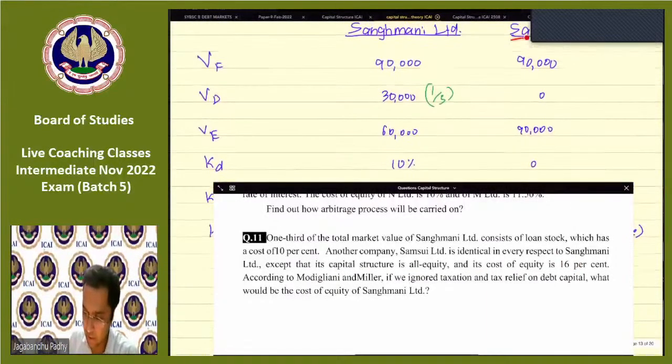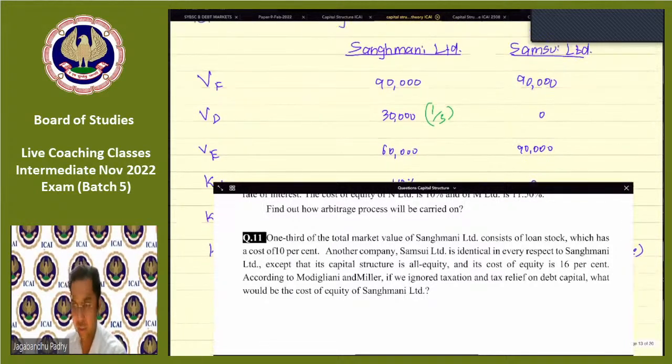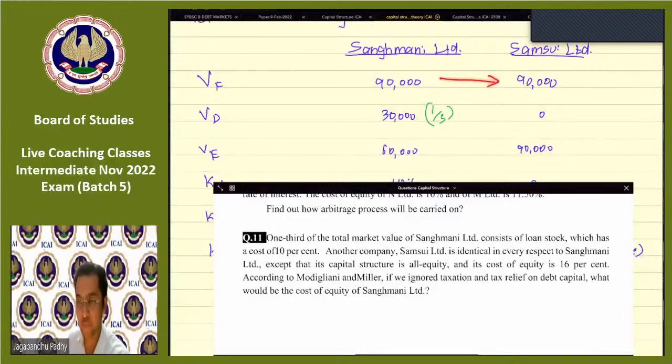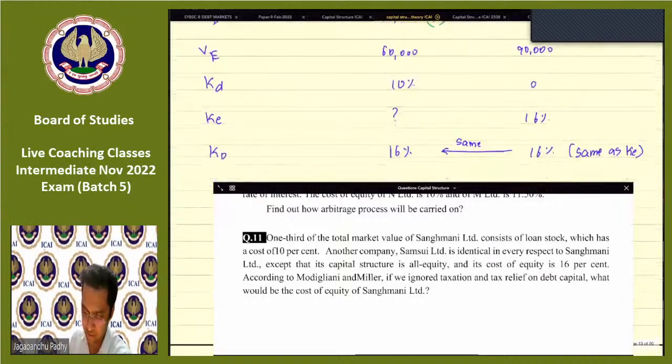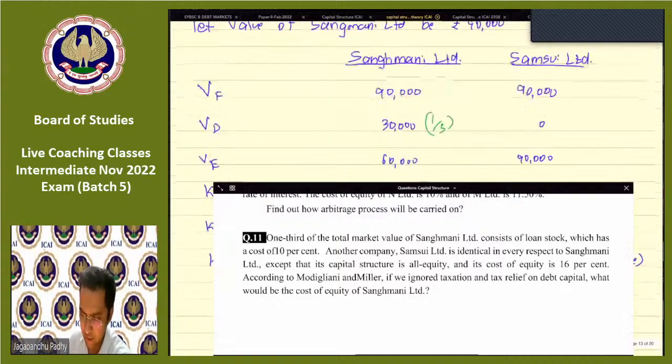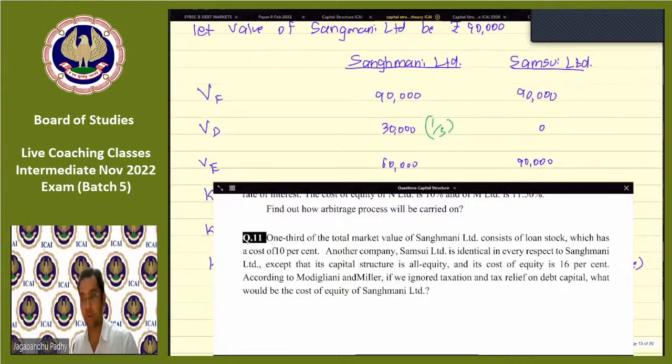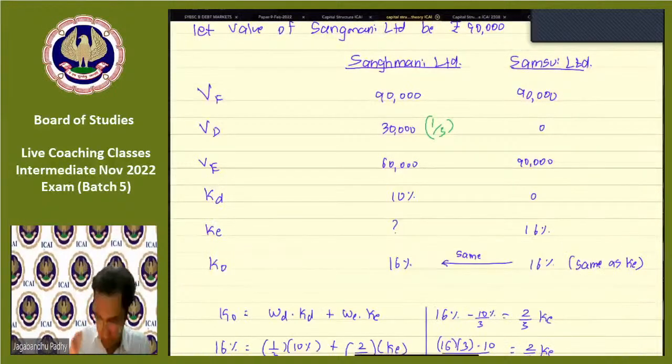So Stamford Limited has everything the same. The value of the firm will remain the same, 90,000, because in the absence of any taxation the value of both firms remains one and the same. And since there is no debt, the value of equity will also be 90,000. Cost of debt is not applicable, but cost of equity is 16%. Since we are talking of the net operating income approach without taxation, it is going to remain the same.